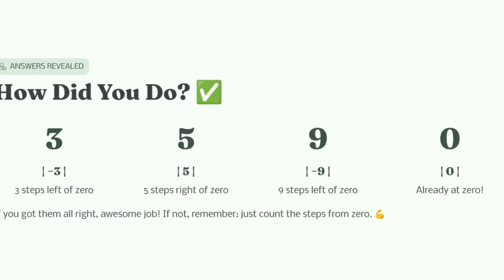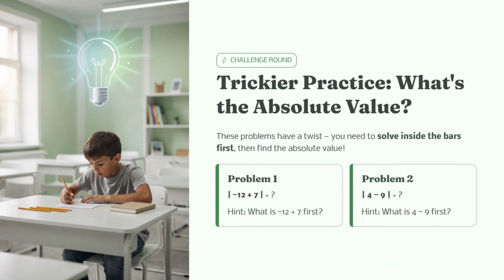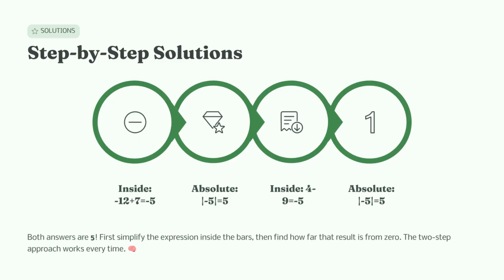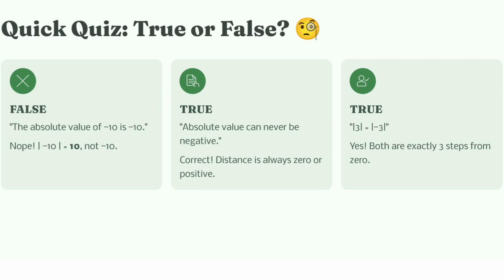Ready for a challenge? These problems look harder, but the rule stays the same. Solve what is inside the bars first. Then, find the distance from 0. That's it. Quick question. Can absolute value ever be negative? No, because distance cannot be negative. One last quick check, and you'll see how much you already know. Positive and negative versions of the same number always have equal absolute value.